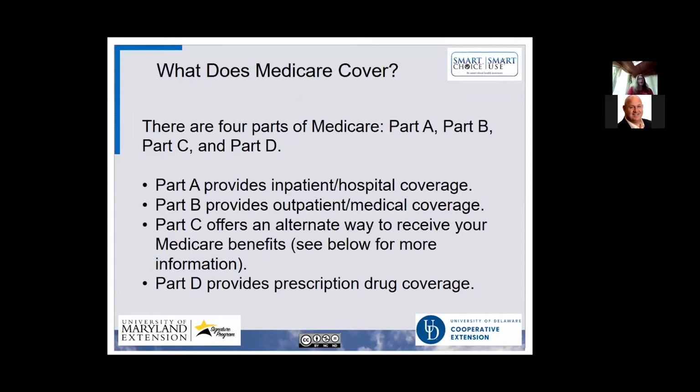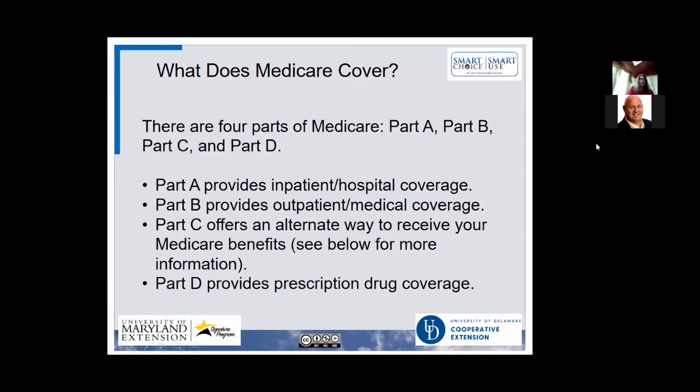So what does Medicare cover? There are 4 parts of Medicare, and then there are some other programs that go along with it, some Medigap programs, and we will go into those. What's a little confusing is they're all labeled by letter. The letters don't necessarily mean anything in particular, but Medicare itself has 4 parts, A, B, C, and D, as you can see on your screen.